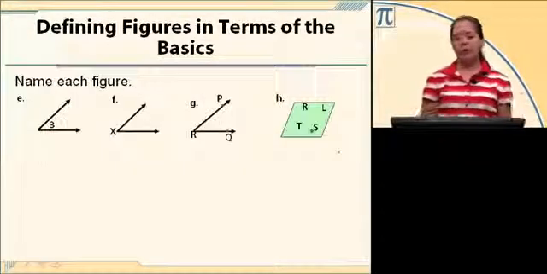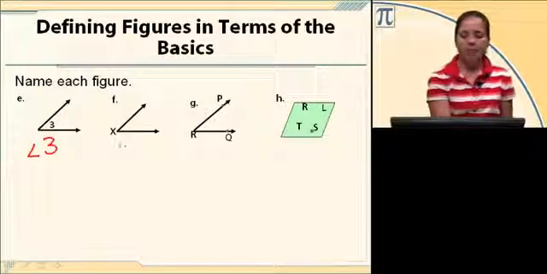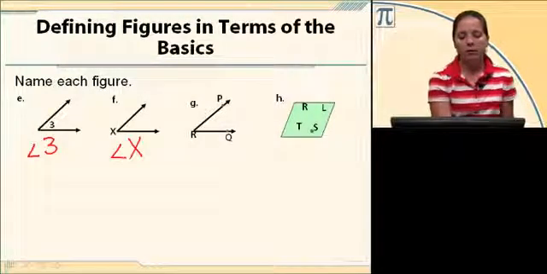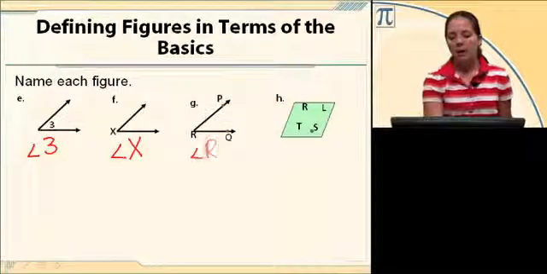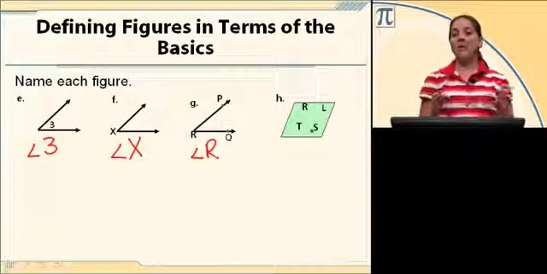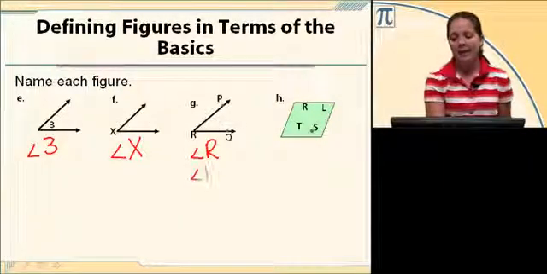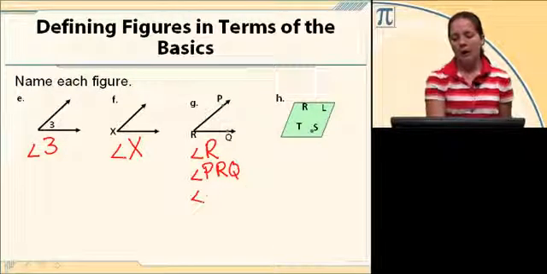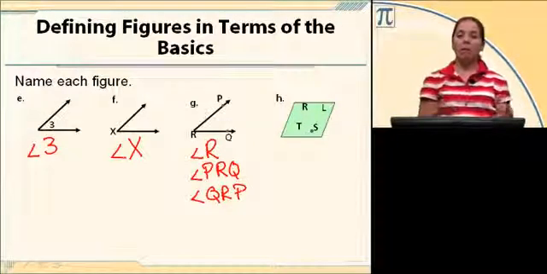Let's try it with some angles. Here I have angle 3. On F, we have angle X. G, I've got several options. I can call it angle R because it's the only angle with R as a vertex. I can call this angle PRQ. I can call this angle QRP. Vertex has to be in the middle.